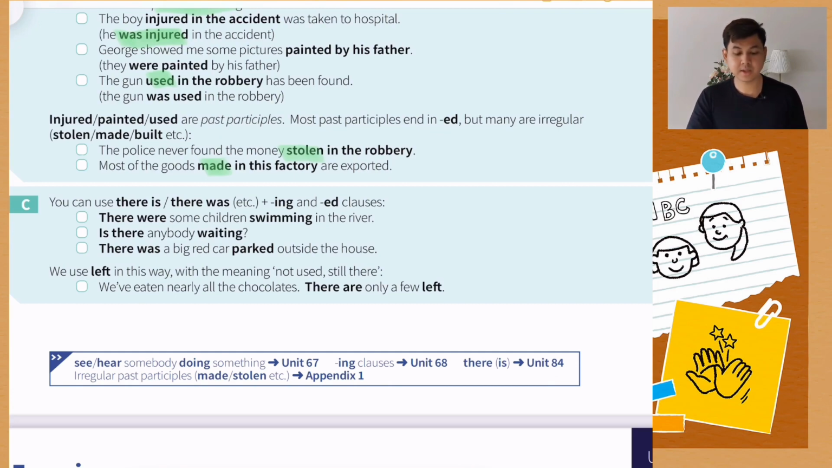Or there was a big red car parked outside the house. Parked, ed clause, because the car cannot park itself. And the last one, we use left in this way with the meaning not used or still there. We have eaten nearly all the chocolates. There are only a few left.